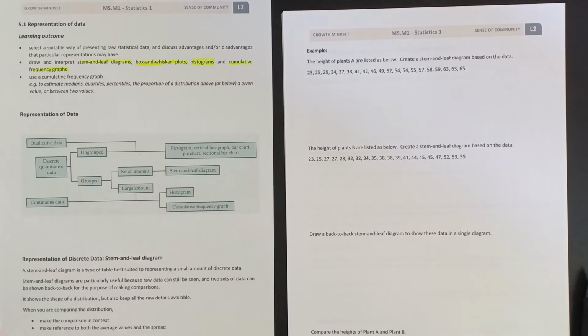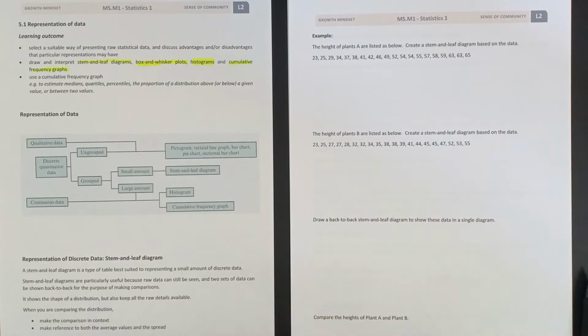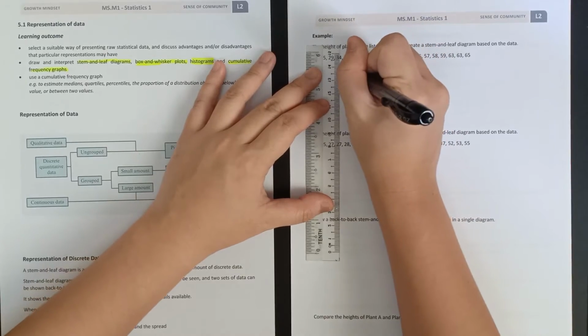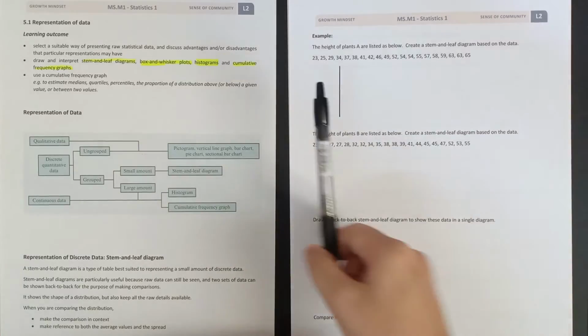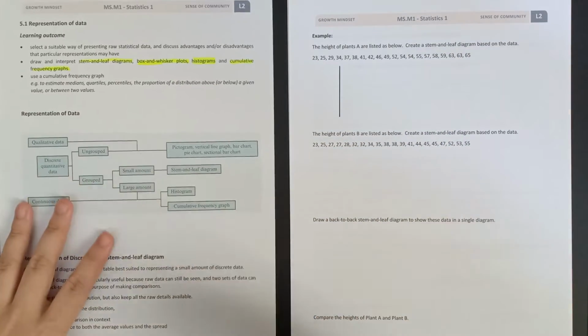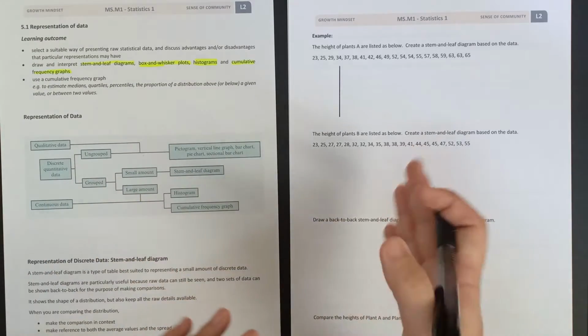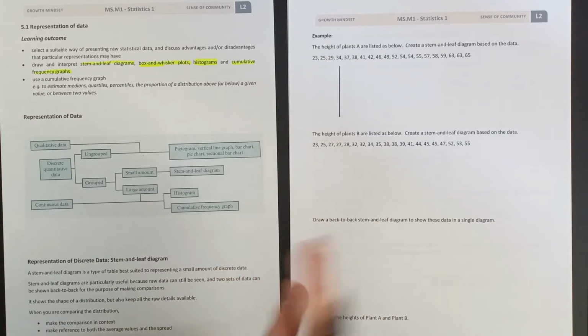So meaning from 20 to 29, from 30 to 39, from 40 to 49, and so on. Now we can start to create our stem and leaf. The idea is actually quite easy. For this one, you can see the data here is already arranged in order. If the data is not arranged in order, then when you create your stem and leaf, you must make sure that your data is in order.